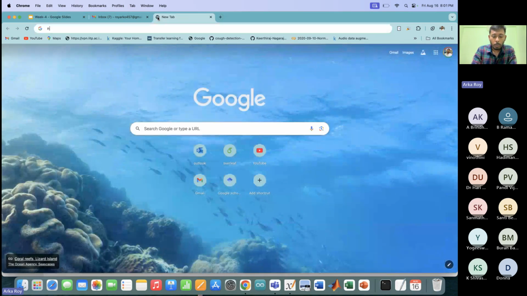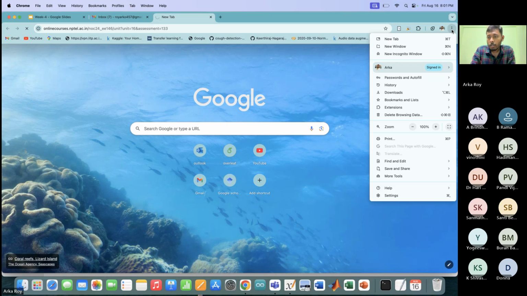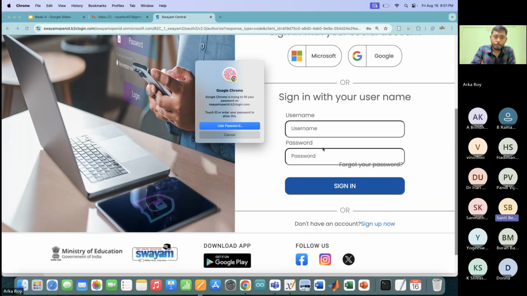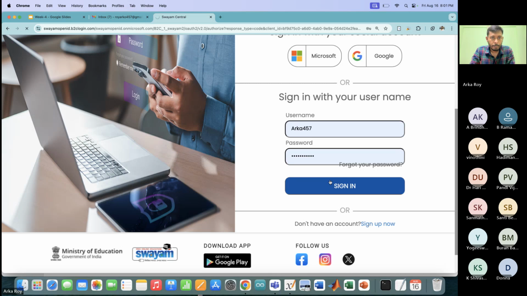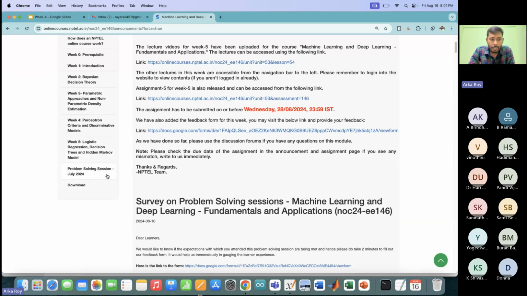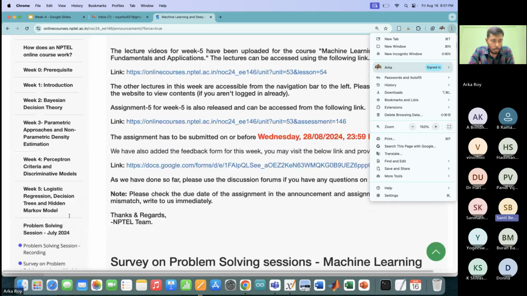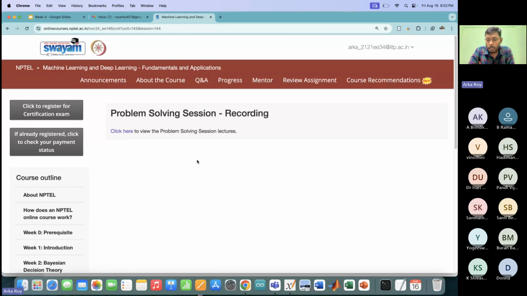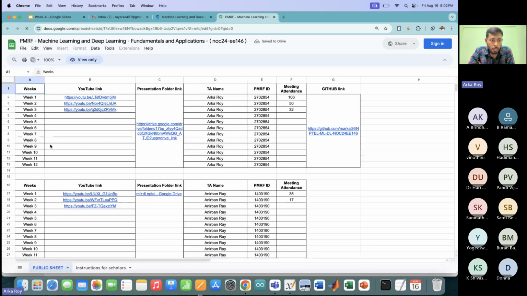So what you do, go to the website. Let me increase it. In this particular site, on the left-hand side, you can see there is a tab called problem solving session. The week 3 assignment has been given with questions 1, 2, 3, 4 solved. After this class I will be downloading the video and immediately upload it, and paste the link here. This will come under week 4.